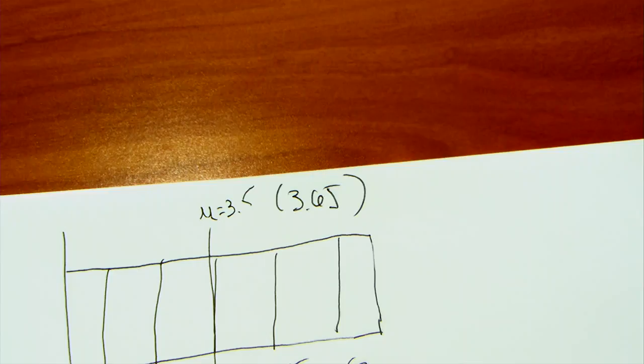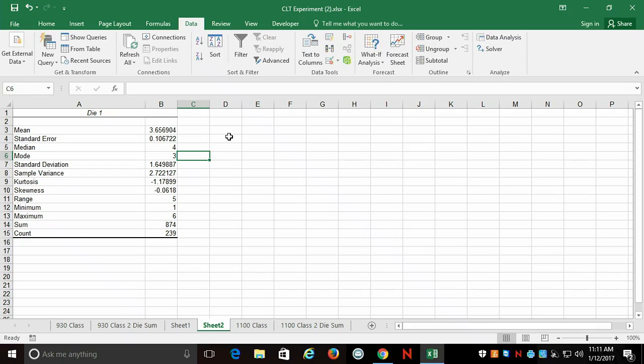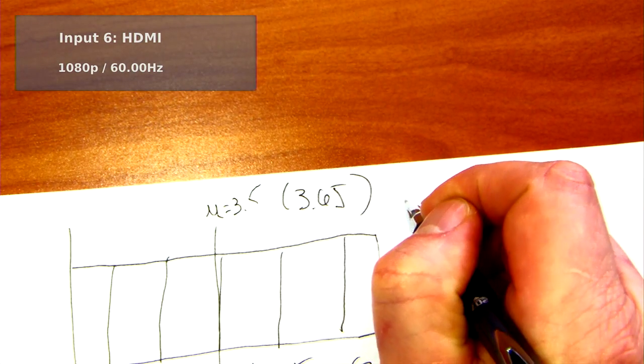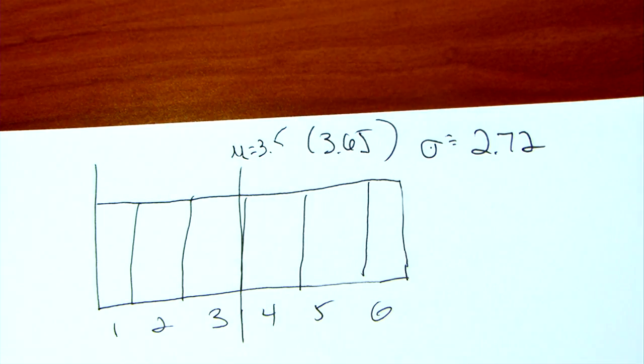I also want to look at the variance. The variance, which, as you guys know, measures the spread, how spread out things are, is 2.72. So I'm going to put that here as well. That variance is equal to 2.72. Okay, so that's the first experiment that I want to do.